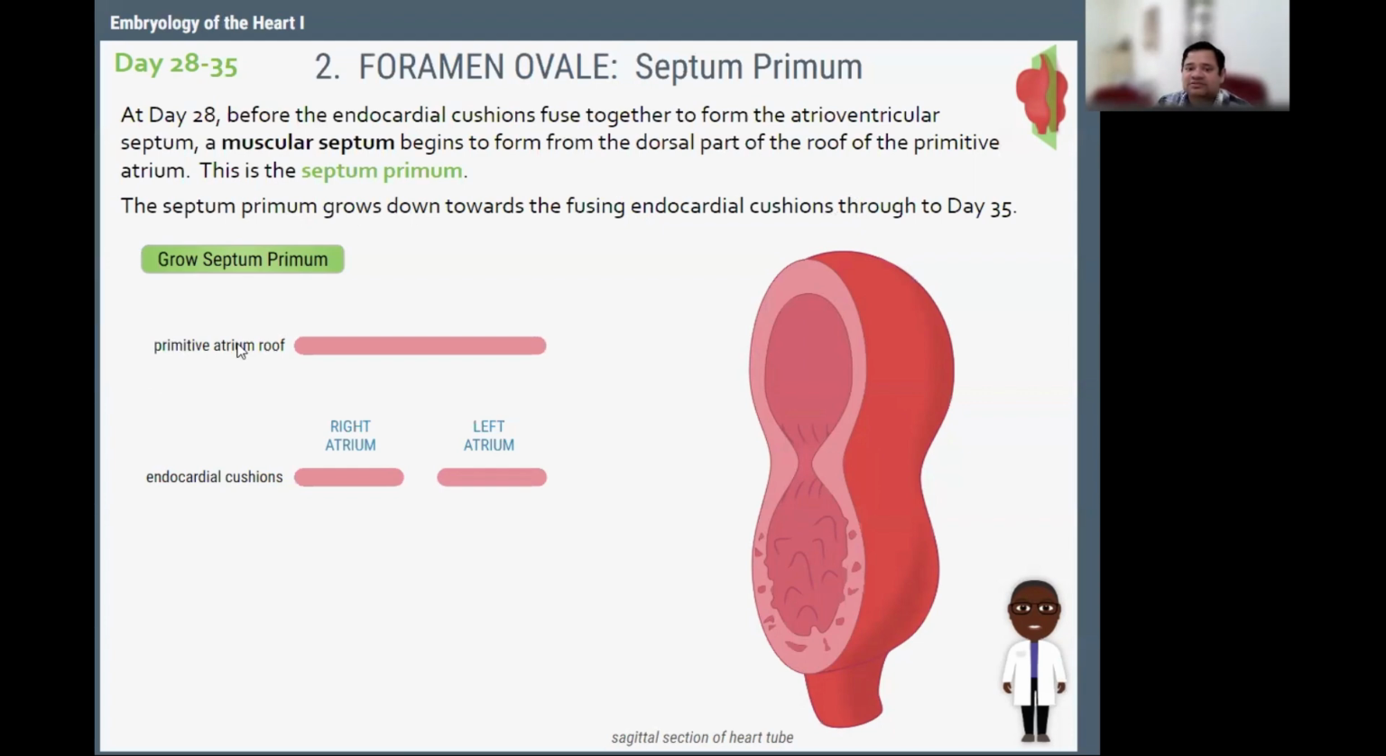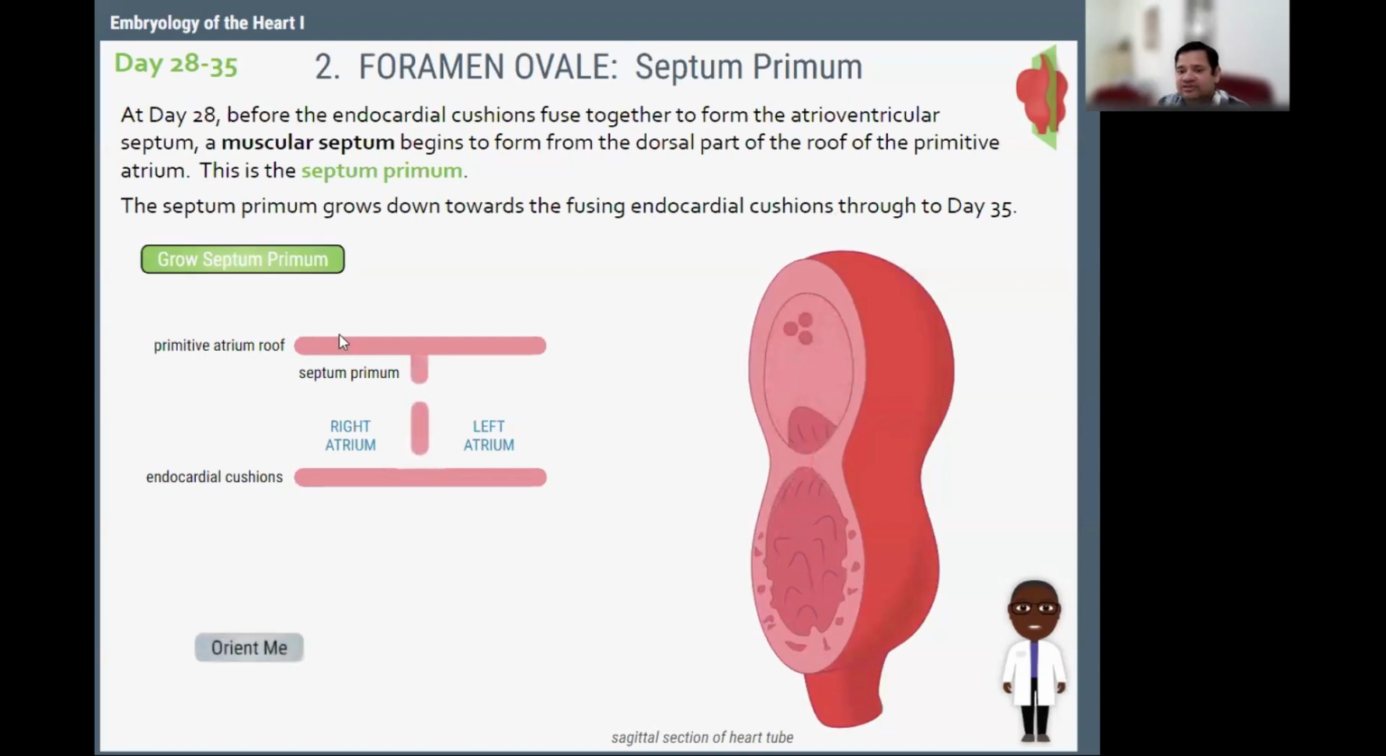So you can see this is the primum, the atrium roof, the upper part you can see from here, and they are moving towards each other because this is the current position. In future, on day 35, what would happen? A septum primum will come from the roof part. You see, it is coming from the roof part, septum primum, and then it will grow further and form the differentiation, but leaving a gap between them. Again, you can see this part also.